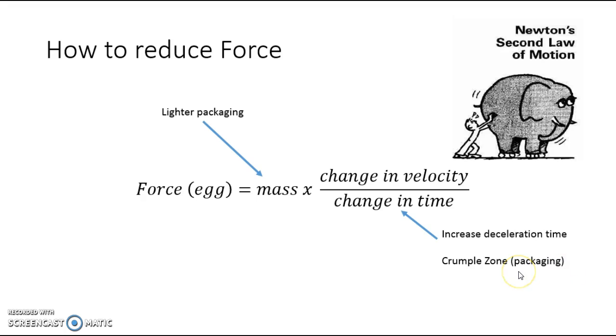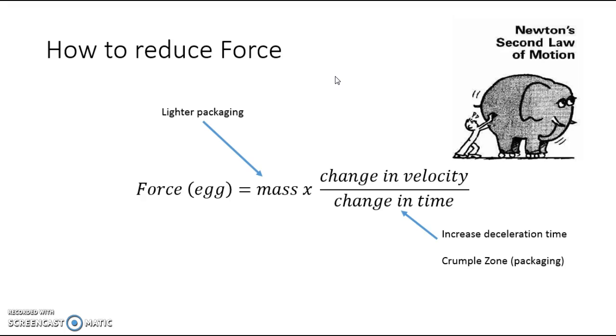That can be done by crumple zones within your packaging. The other thing you can do is to decrease the mass of the egg. You can't actually decrease the mass of the egg itself, but if you're using less packaging, you have less total force because you have less total mass. So this is where it comes into play that you really should be trying to use as little packaging as you can. More is not necessarily better.